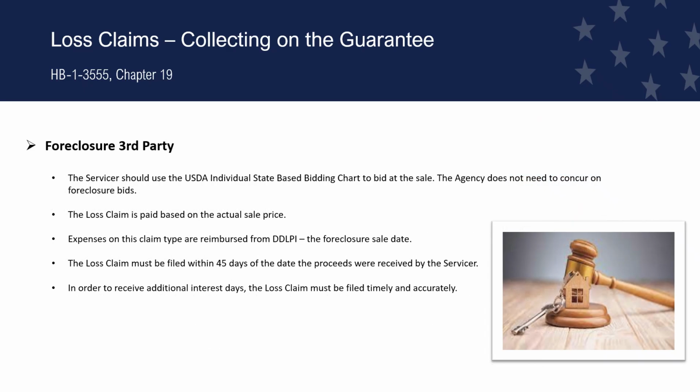The USDA individual state-based bidding chart is published on the USDA Training and Resource Library Loan Servicing tab under the Documentation and Resources section. A servicer should bid the state-specified percentage listed on the chart. The bid is the specified percent of the appraisal obtained prior to the foreclosure sale. If the property is occupied, an exterior appraisal is acceptable for bidding. If the property is vacant, a full interior appraisal should be obtained and used for bidding.